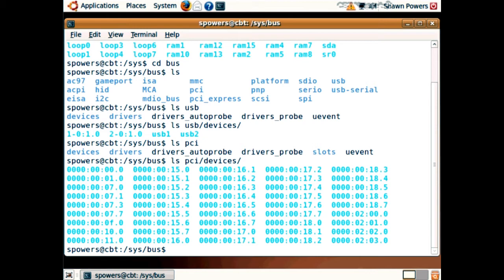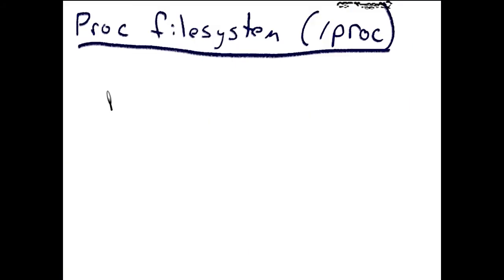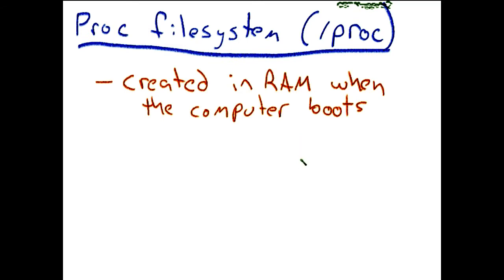The next thing we're going to look at is the proc directory. So let's look at that right now. So the proc file system is where the kernel keeps all of its running commands. It's important to know that it's not a real file system in that it's not written to a hard disk. The proc file system is created in RAM when the computer boots. So again, it's created every time the computer boots.